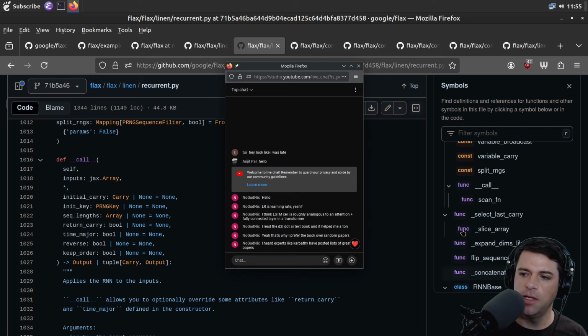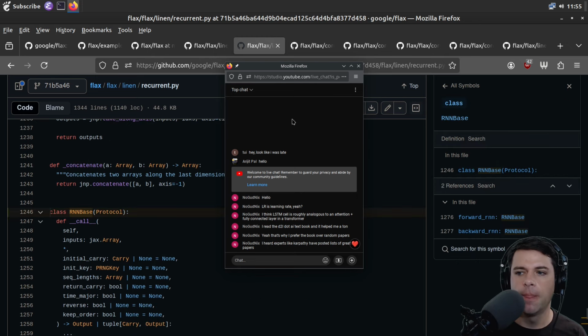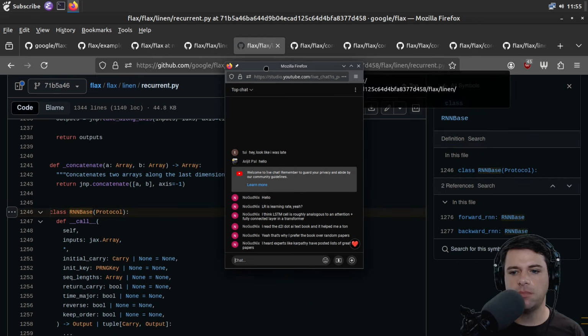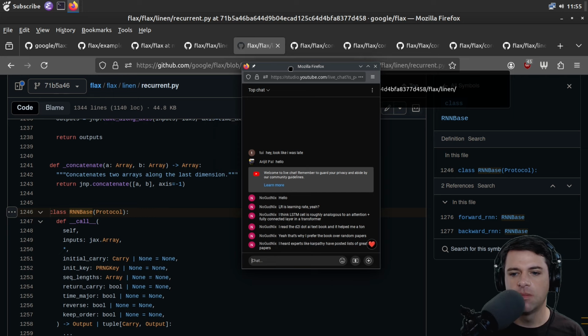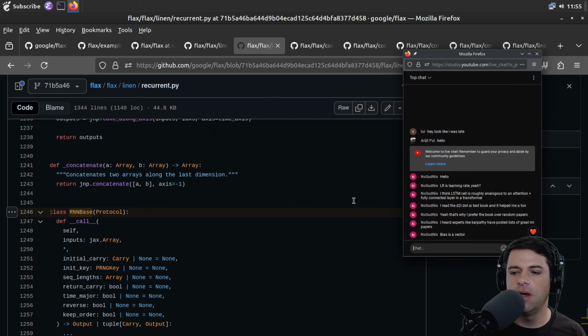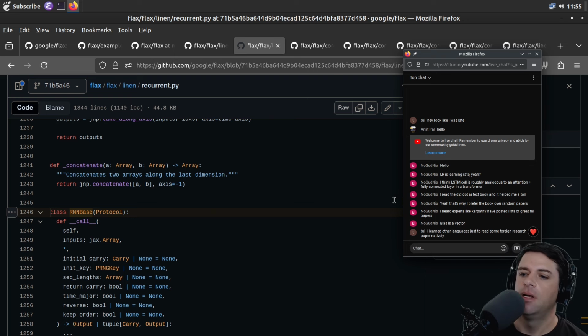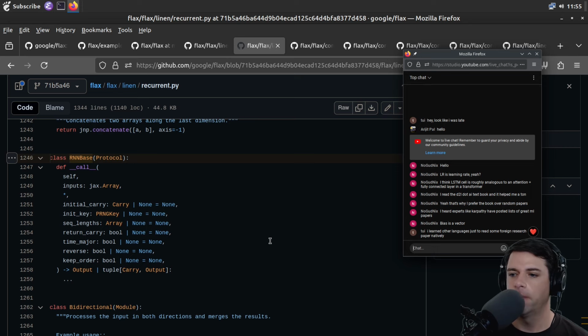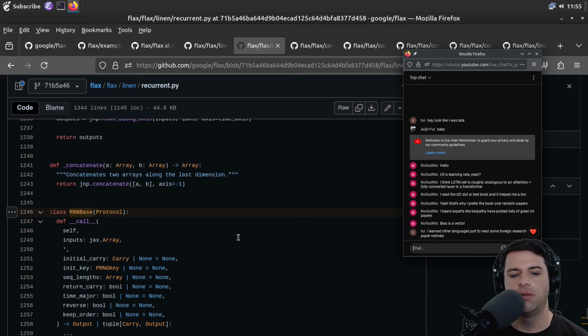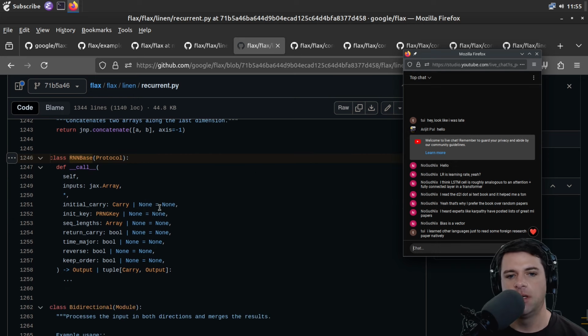We have RNN base. Let's look at RNN base. Okay, so no good at saying bias is vector. Thank you. That's helpful. I learned another language just to read some foreign research paper. Cool. Tui, have you also read the machine learning stuff? Or do you mean research in other fields?